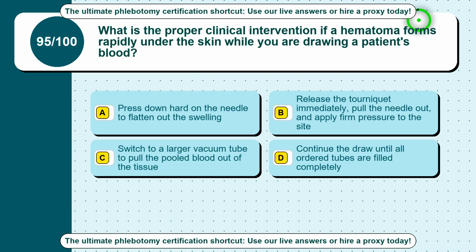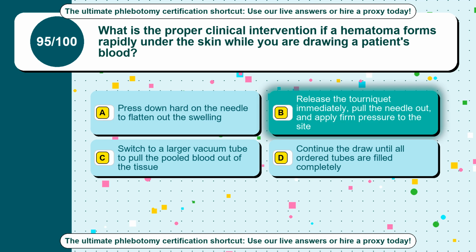Question 95. What is the proper clinical intervention if a hematoma forms rapidly under the skin while you are drawing a patient's blood? Option A. Press down hard on the needle to flatten out the swelling. Option B. Release the tourniquet immediately, pull the needle out, and apply firm pressure to the site. Option C. Switch to a larger vacuum tube to pull the pooled blood out of the tissue. Option D. Continue the draw until all ordered tubes are filled completely. The correct answer is option B.